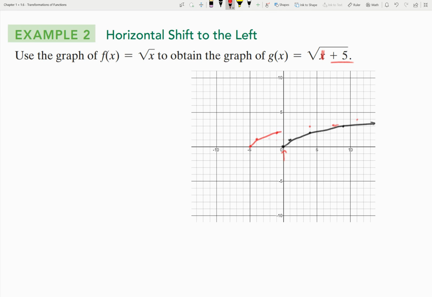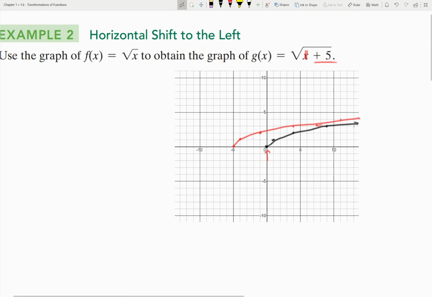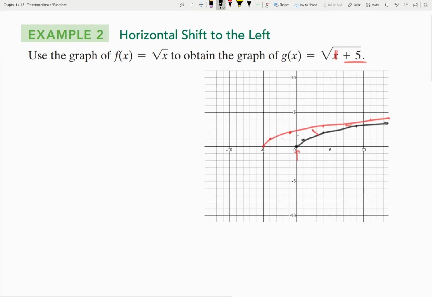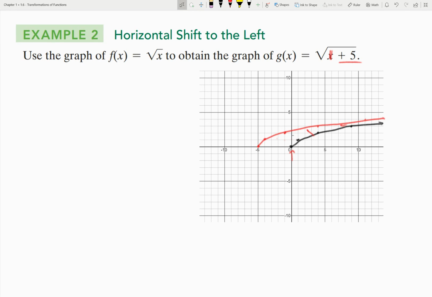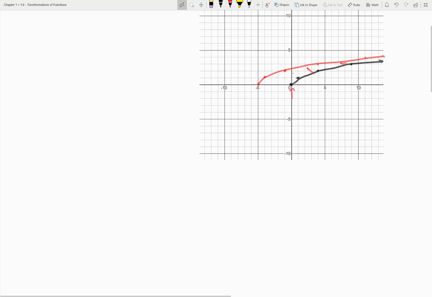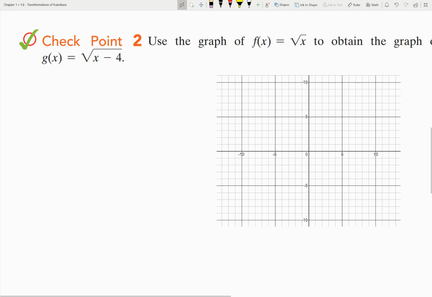Okay, so now I have my graph. Not perfect. Let's try again. Now I have my graph. It doesn't look quite exactly the same because we're looking at more of it. If I wanted to slide this over, to move the black line over, you would see that they do match up. Okay, let's try another one.